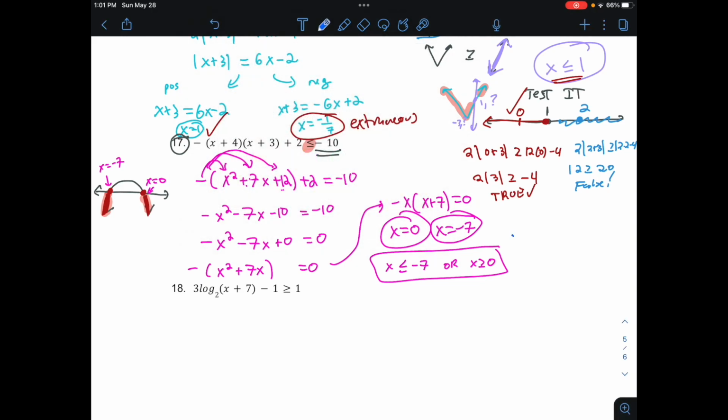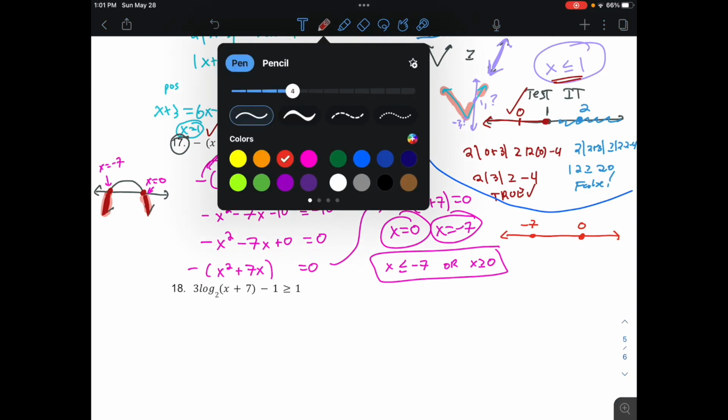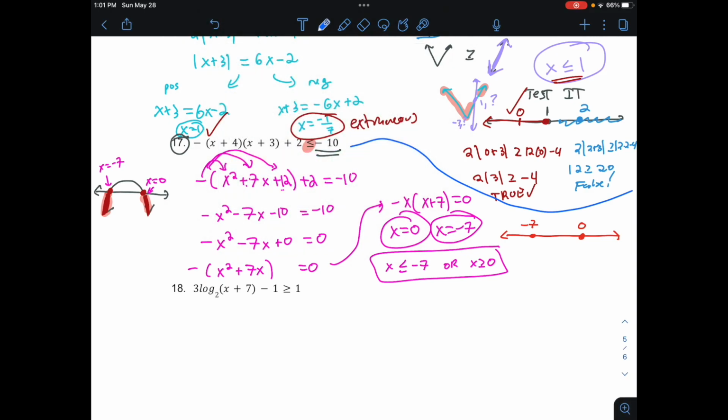If I hadn't done that thinking and I only knew how to test points, I could say, if I draw my number line, let's do a different color. Roasting. Should have turned on the AC. So here's my 0 point that we flagged. Here's negative 7, and I have 3 regions to test. So I want to pick easy numbers. Let's pick 1 from here. Let's pick negative 1 from here. Let's pick negative 10 from here.